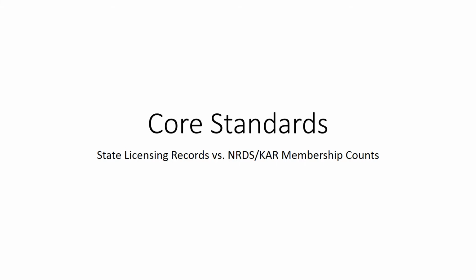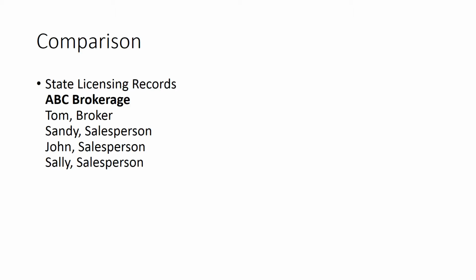One of the standards that the state has to meet is that we provide you with a list of licensees from the Kentucky Real Estate Commission that shows you essentially all of the brokerages in the state and the number of licensees that they have associated with them, so that you can compare what the state has on record with what we show in NRDS. Let me show you the rationale behind that.